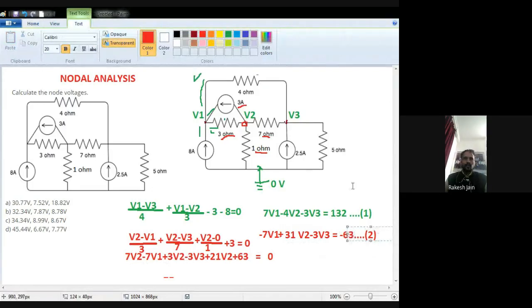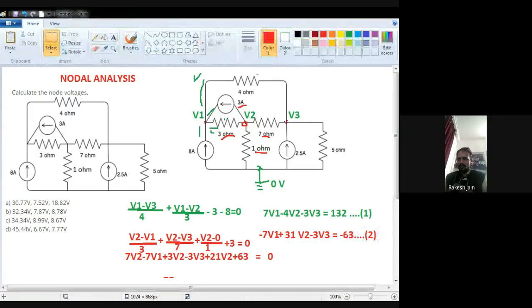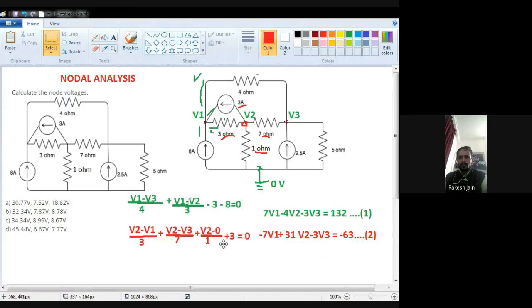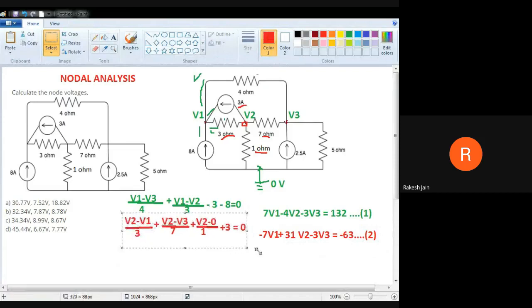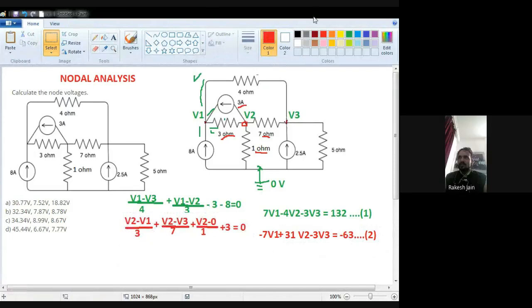Now we are going to write down the equation for the third node. Wait for a while, I just move this one. Okay, now we are going to write down the equation for the third node. See very carefully. I am going to write down the equation for this third node, that is V3.